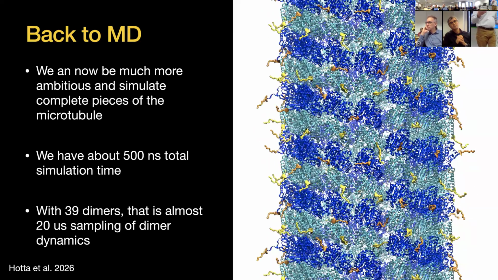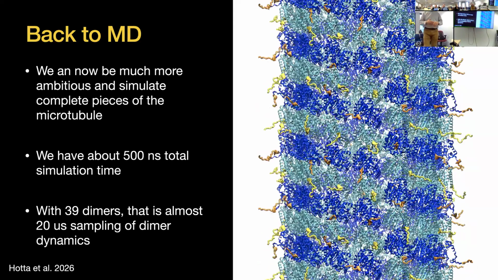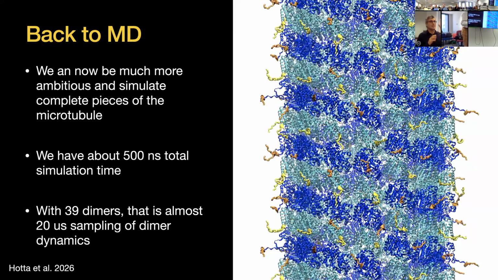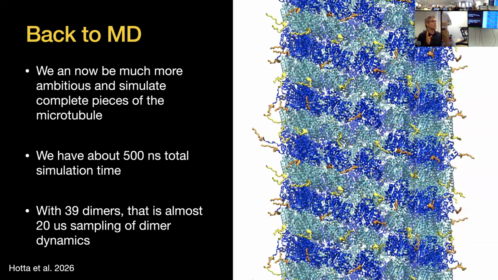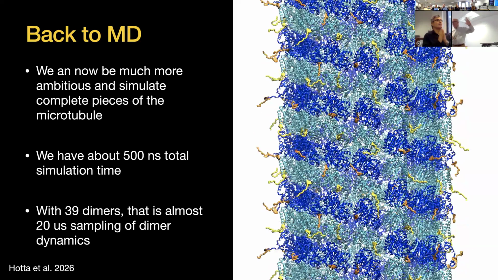But out of those 3 rows, we have 39 dimers, which means with our 500 nanoseconds, we're getting almost 20 microseconds of data out. Just out of curiosity, the jittering here is just a Brownian motion of this? No, this is all atom MD. I've just taken out the water and the ions.